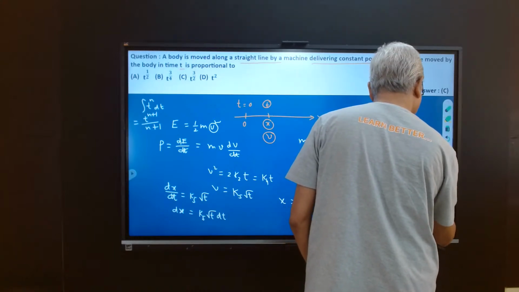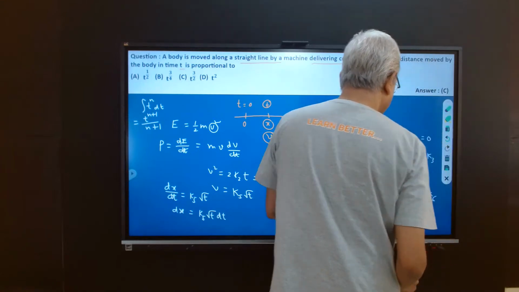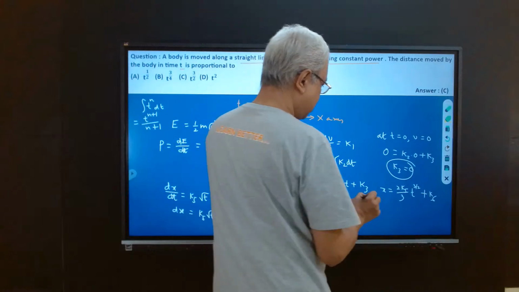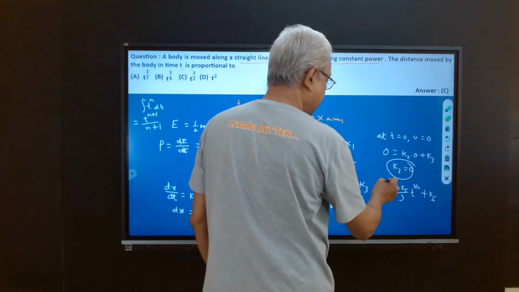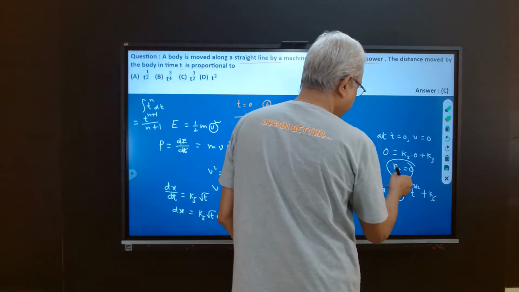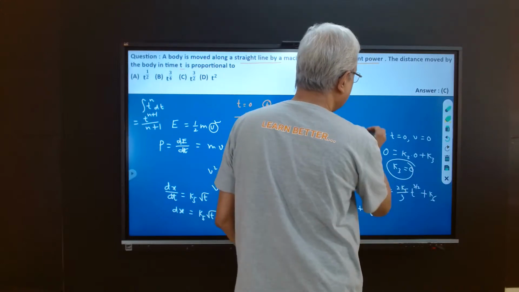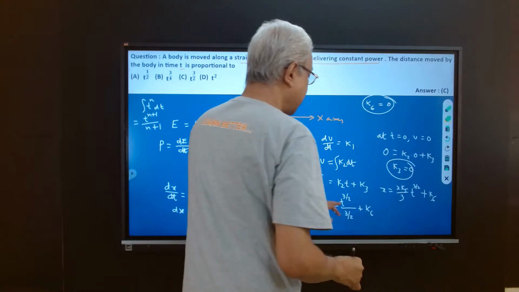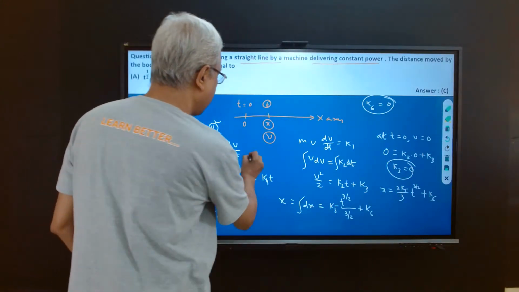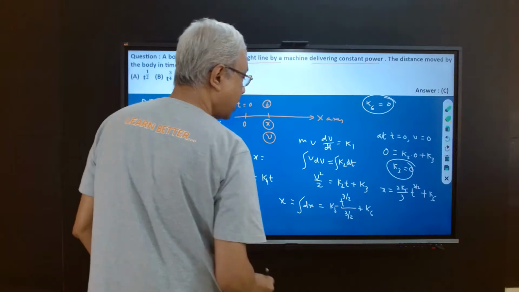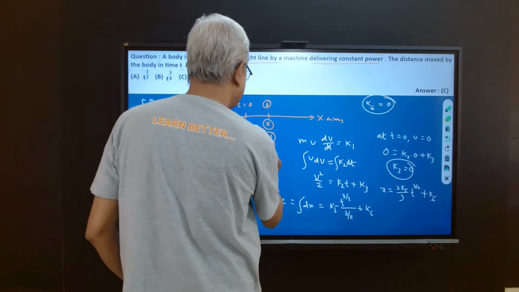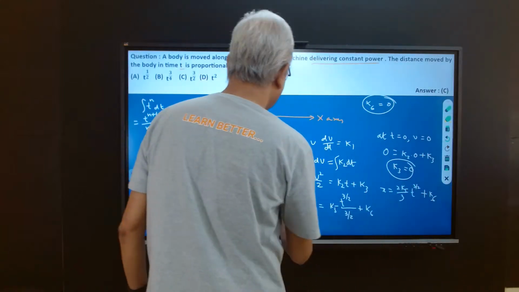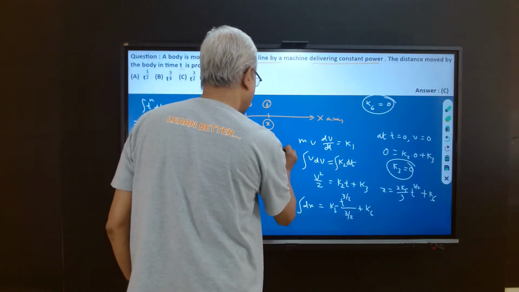plus k6. But x equal to 0 at t equal to 0. It's a basic assumption we have taken. So if I plug in x equal to 0 at t equal to 0, then we get k6 equal to 0. So the expression for x becomes some constant k, which is 2k5 by 3, multiplied by t to the power 3 by 2.